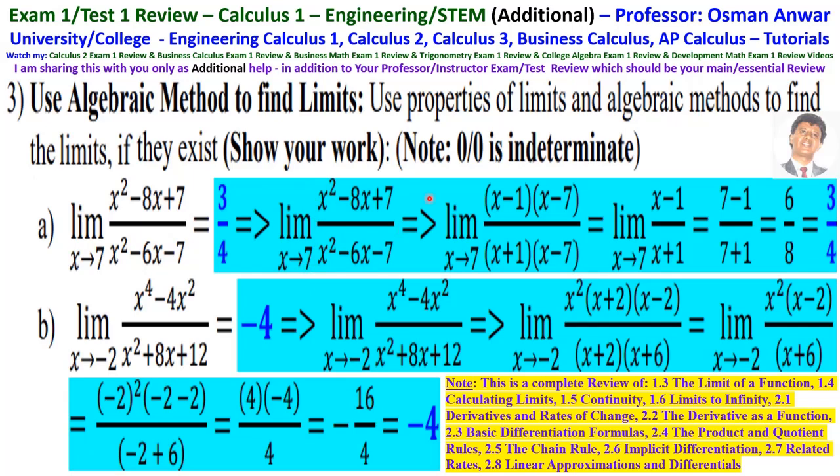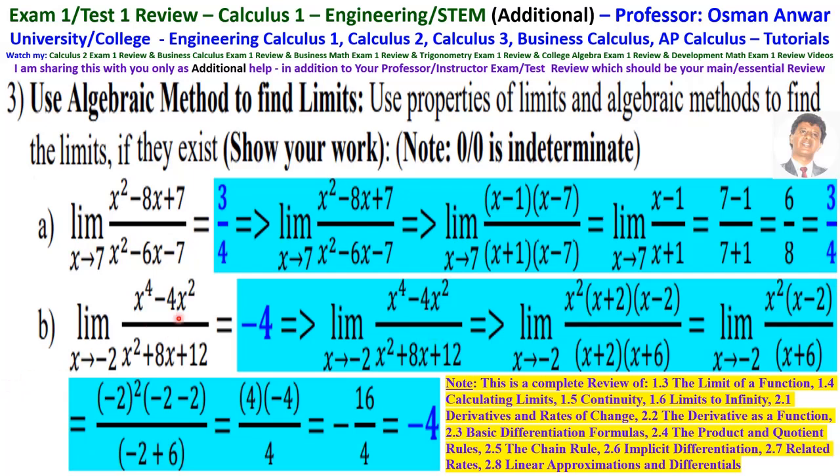So if you factor the numerator to x minus 1 times x minus 7 and the denominator to x plus 1 times x minus 7, x minus 7 cancels x minus 7, then this reduces into limit as x approaches 7 of x minus 1 over x plus 1, which is 7 minus 1 over 7 plus 1, which is 6 over 8, which is equal to 3 over 4.